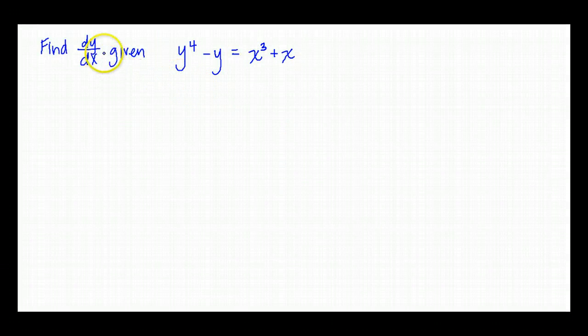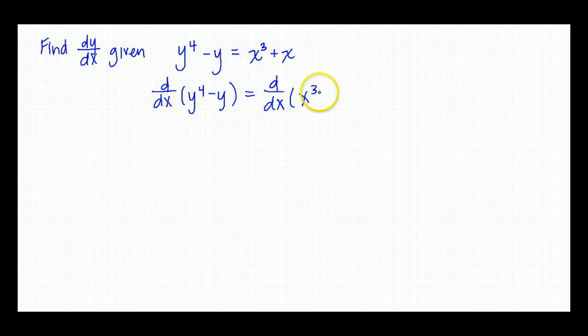Alright, so more examples. Find dy dx given y to the fourth minus y equals x cubed plus x. So first step, take the derivative with respect to x of both sides. So d dx of y to the fourth minus y equals d dx of x cubed plus x. And remember, this is an action. It's telling us to do something. So take the derivative with respect to x.